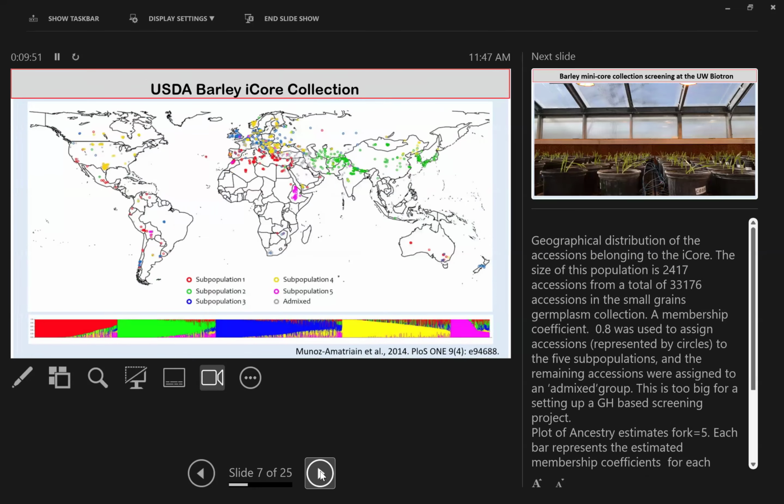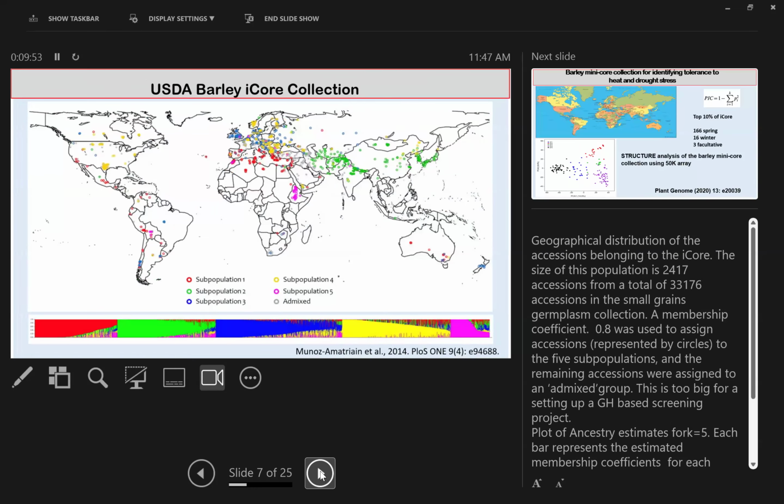So what is the best resource for finding heat and drought tolerant germplasm? When I was just starting at the USDA, I found this really nice piece of work by Gary's group. They published this iCore collection, genotyping more than 2,400 accessions using the 9K chip. Very nice piece of work, and it gave me some insight into this wonderful germplasm that is out there. And I thought maybe this is a good place to get started for screening.